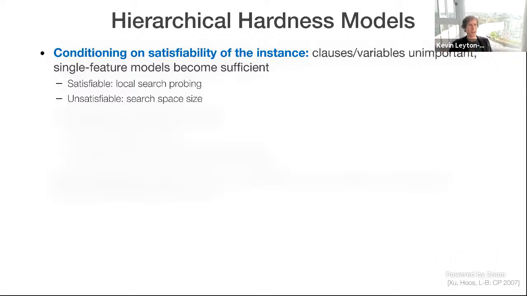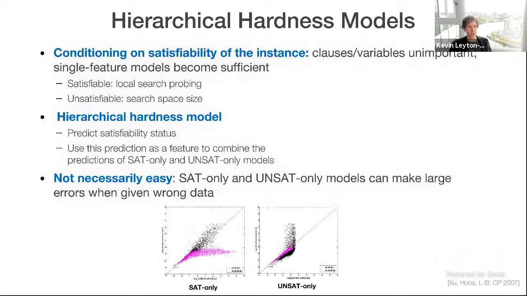So then we had a kind of audacious idea that maybe only machine learning oriented people could have. We wondered, could we build a kind of hierarchical model that would begin by predicting satisfiability status, and then condition on this prediction as a feature to combine the predictions of the SAT-only and unsat-only models that we had just seen worked well? Let me point out that this would not necessarily be an easy thing to do, because if we could make these predictions really accurately, we would do well. But these SAT-only and unsat-only models do egregiously badly when they're given the wrong input. So if these predictions ever went wrong, our models could potentially be terrible.